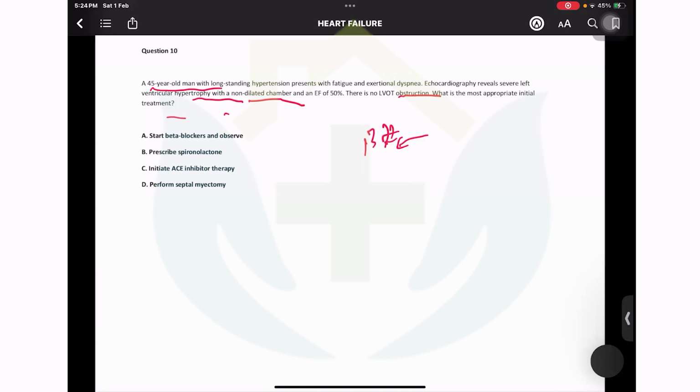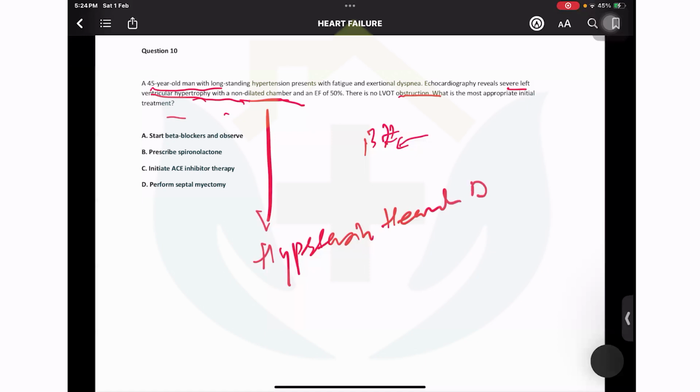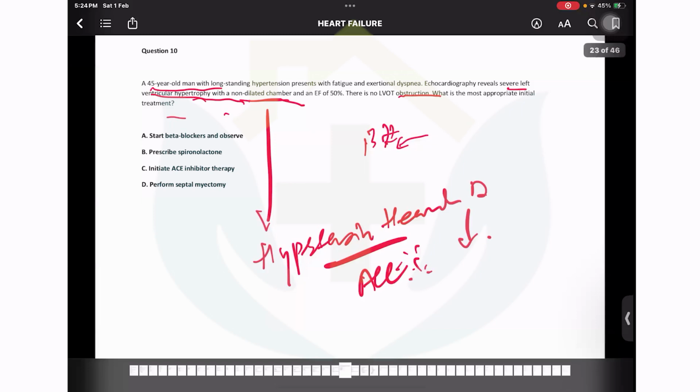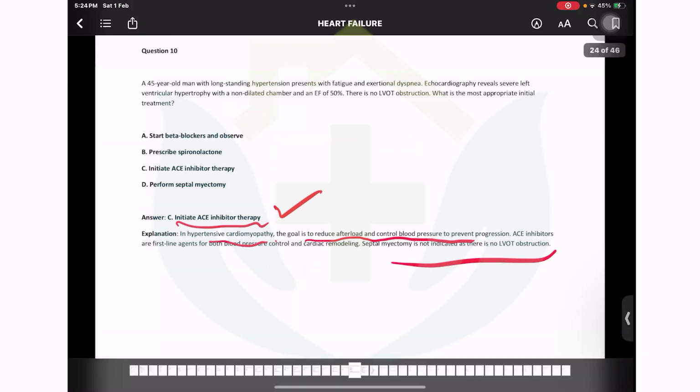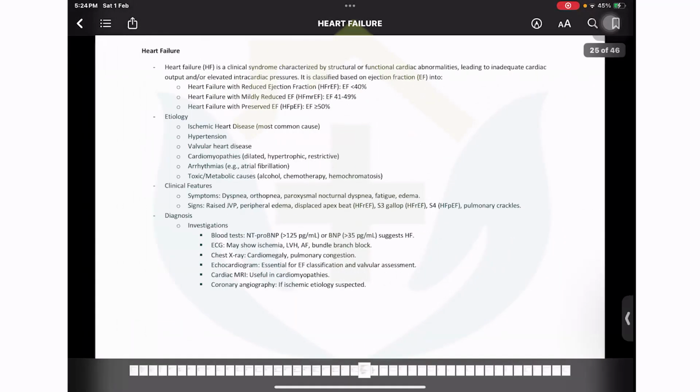Why ACE inhibitors? Because what it looks like is severe LV hypertrophy with a non-dilated chamber. So this is likely hypertensive cardiomyopathy, or hypertensive heart disease, as we call it. We should add ACE inhibitors to this patient to decrease the effects of hypertension on the heart. The goal is to reduce the afterload and control the blood pressure. Because there is no LVOT obstruction, this is not an obstructive cardiomyopathy, so we will not be treating it as HOCM. We will be treating it just as a non-obstructive HCM. Is that okay?